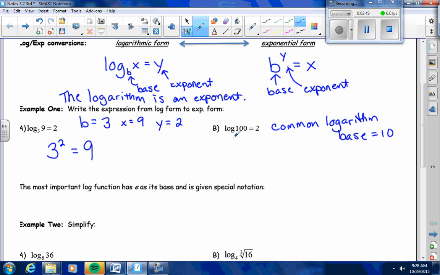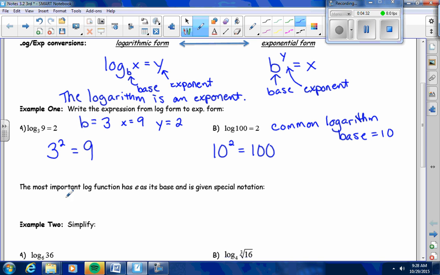So knowing it's base 10, let's change this logarithm into exponential form. So a base of 10 raised to what power? 2 equals what? 100. Question? Just because there's no base written, it's the common logarithm, and the common logarithm is base 10. Okay, question? Because that's my y value. Log base b of x equals y. Exponential form says b to the y equals x. Okay, other questions?